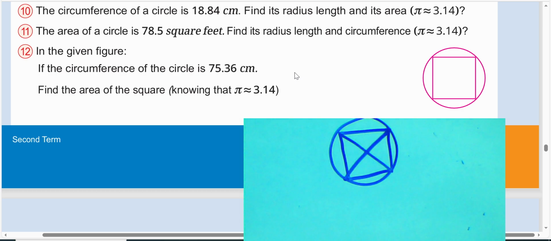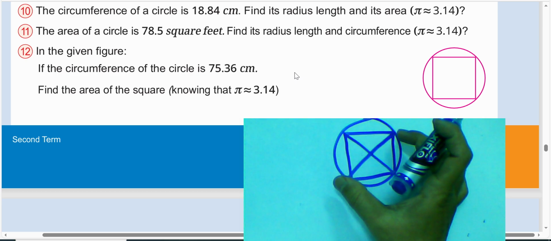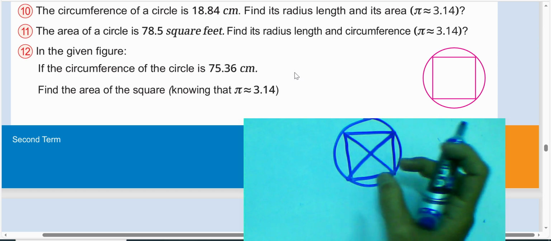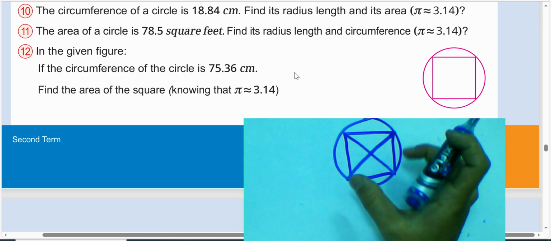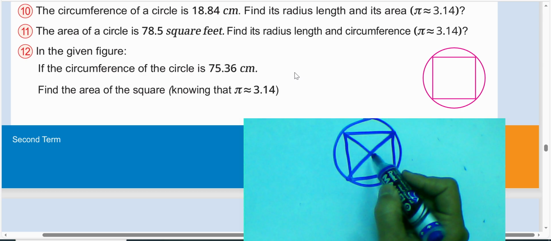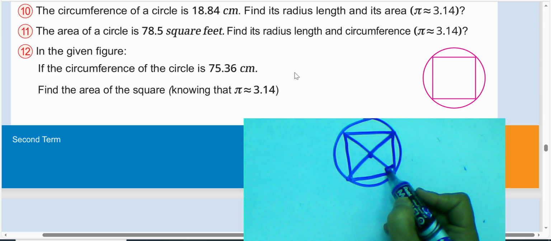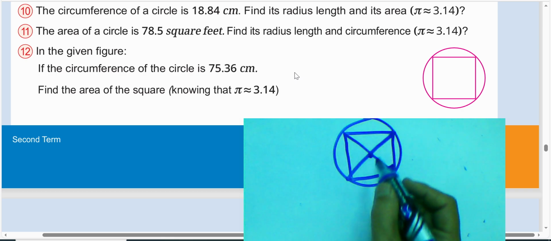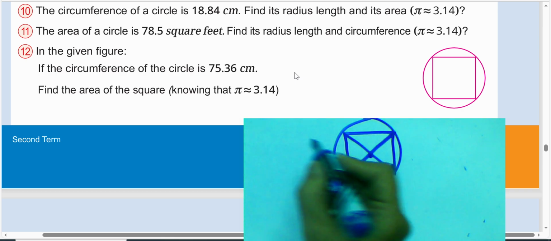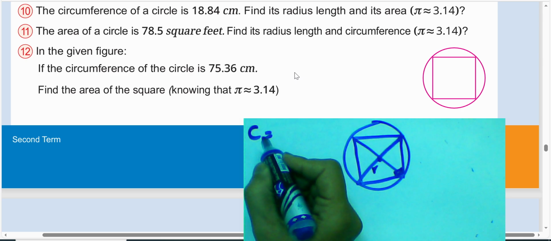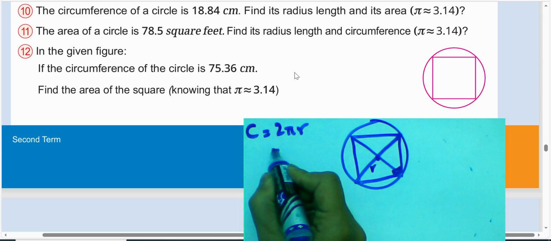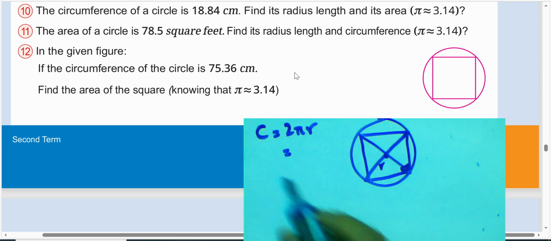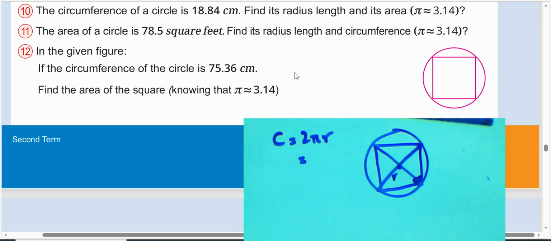Is this the radius? This is part of the radius. Then the diameter of the circle will be the diagonal of the square. Here we are given the circumference of the circle, so we can find the radius from it. We have circumference equals 2πr. Here the circumference was 75.36.